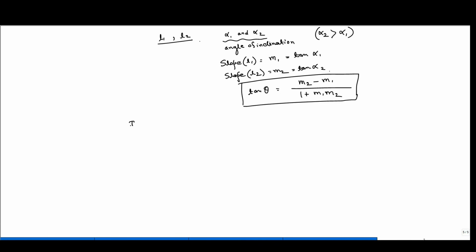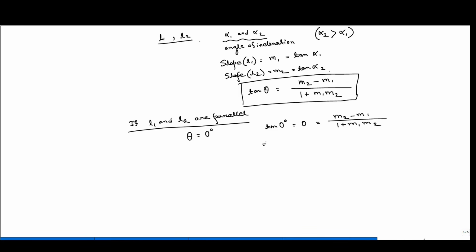Now if L1 and L2 are parallel, then they are not intersecting at any point. So by convention we take that the angle between them, that is theta, is nothing but 0 degrees, and we know tan of 0 degrees is nothing but 0. So we got m2 minus m1 by 1 plus m1 m2 equal to 0, which implies m2 minus m1 equal to 0, which implies m1 equal to m2. So when two straight lines are parallel, then their slopes must be the same.